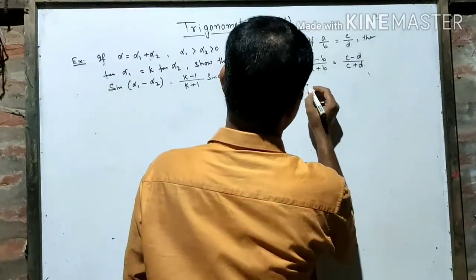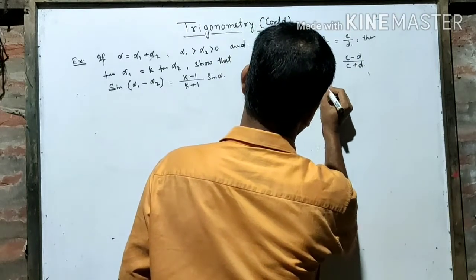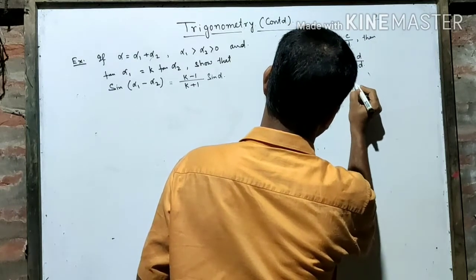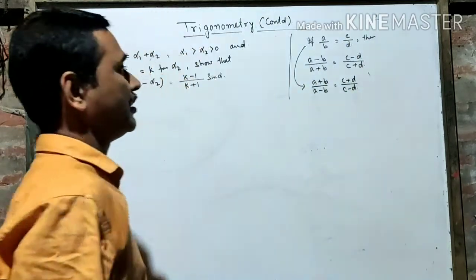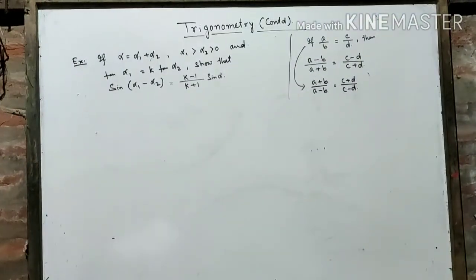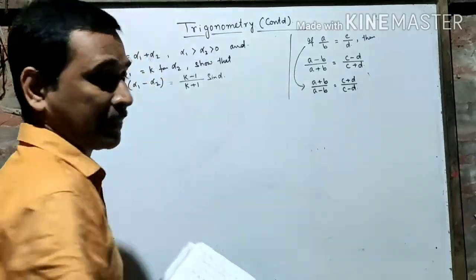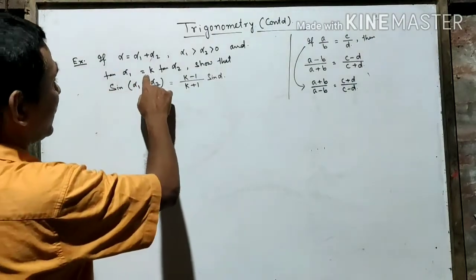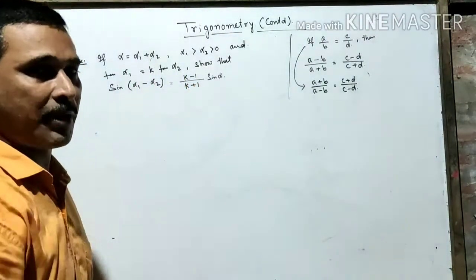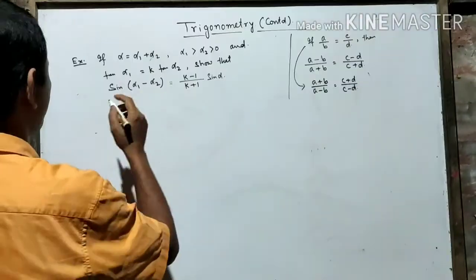Or else you can also write it, if A by B is equal to C by D, then this is also true: A plus B by A minus B is equal to C plus D by C minus D. Okay, so this is a very important formula. This is from your ratio proportion chapter. If you remember this, we are going to apply it here. Here you see, K means K by 1, and here it is K minus 1 by K plus 1. So somehow we will apply componendo dividendo here. This formula is known as componendo dividendo.